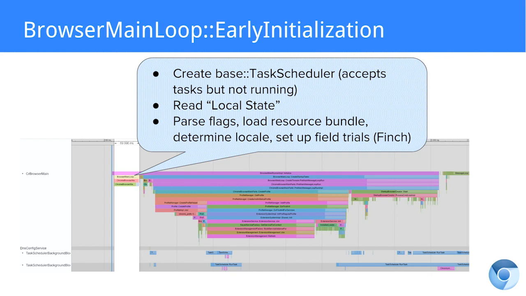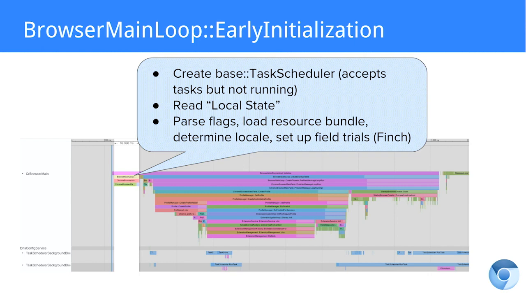But we accept tasks in our queues. We read the local state file. Local state is a file where the basic preferences of the browser are saved. So we have your profile list. We know which profile was the last one you used. You know how when you load Chrome, it always loads your last profile. This is where it's saved. We know which field trials we should run.